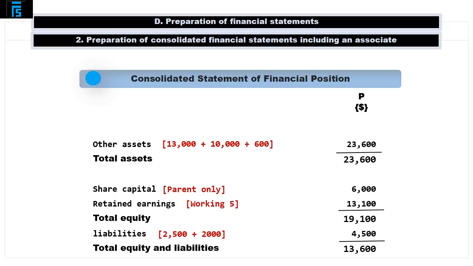Group liabilities are simply the sum of the relevant P and S numbers, giving €4,500, which brings the balance of consolidated equity and liabilities to €23,600.